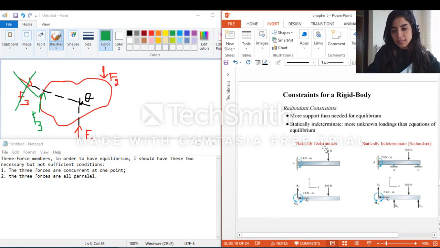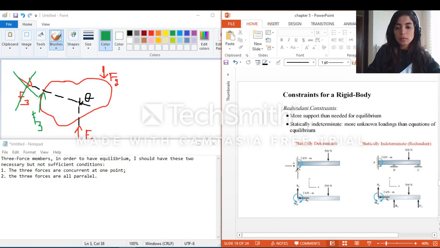So if I take the first case here, I have a fixed support, and this means that I have 3 reactions: moment, vertical and horizontal reaction. This means, guys, that this beam here or this body is statically determinate. I can determine my unknowns.